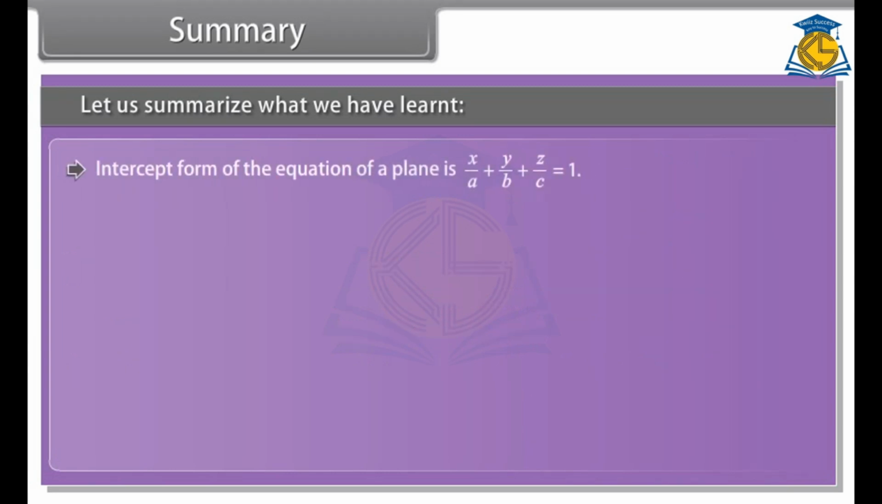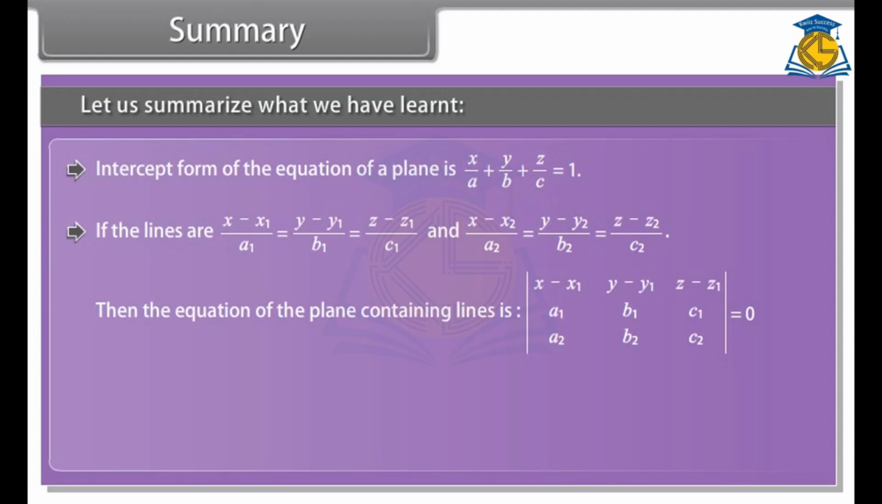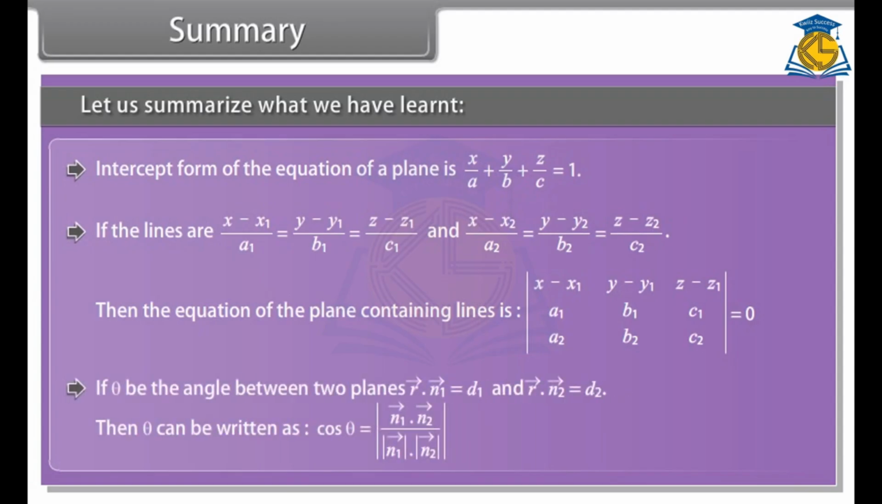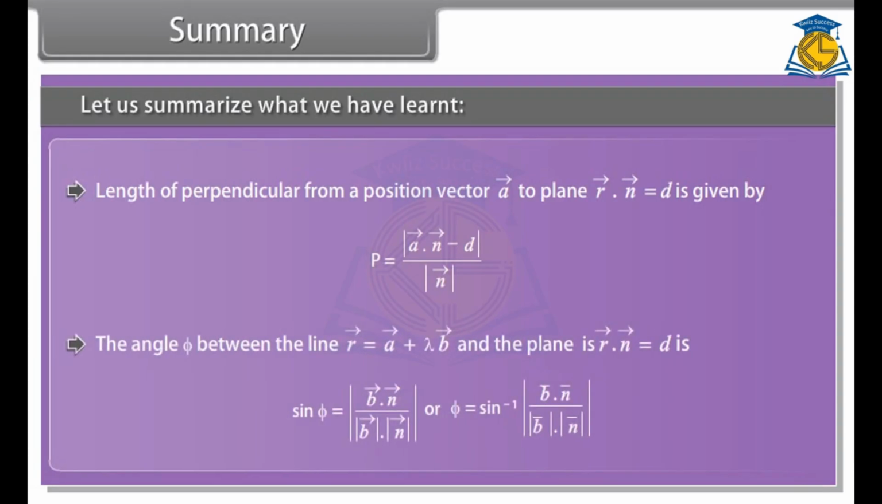Intercept form of the equation of a plane is, if the lines are, and then the equation of the plane containing lines is, if theta be the angle between two planes, and then theta can be written as, length of perpendicular from a position vector A to plane is given by, the angle phi between the line and the plane is.